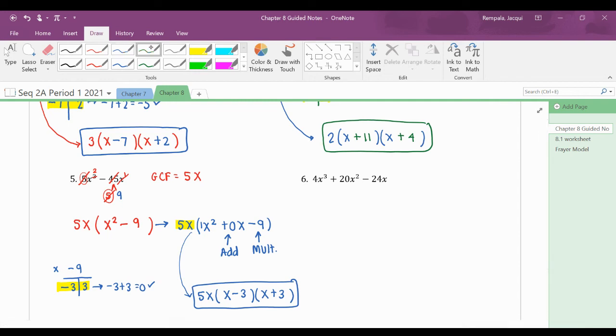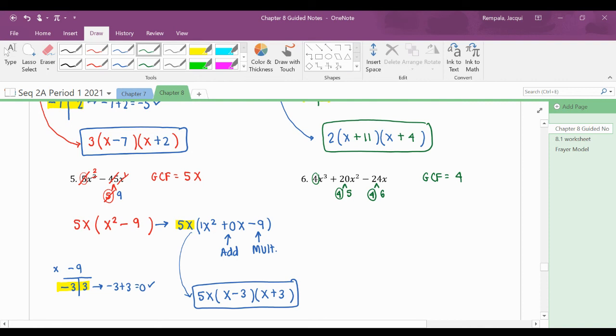Okay, finally, if we look at this last one, we start with the 4x to the third. Notice that 4 you can technically break down into 2 and 2, but let's actually look at the number 4 for a second. Because that is the smallest number, let's see if we can get a 4 out of 20 and a 4 out of 24. And notice that 4 times 5 is 20 and 4 times 6 is 24. So even though 4 is not one of those prime numbers, it is the biggest number that they're going to have in common. So that's a part of my GCF.